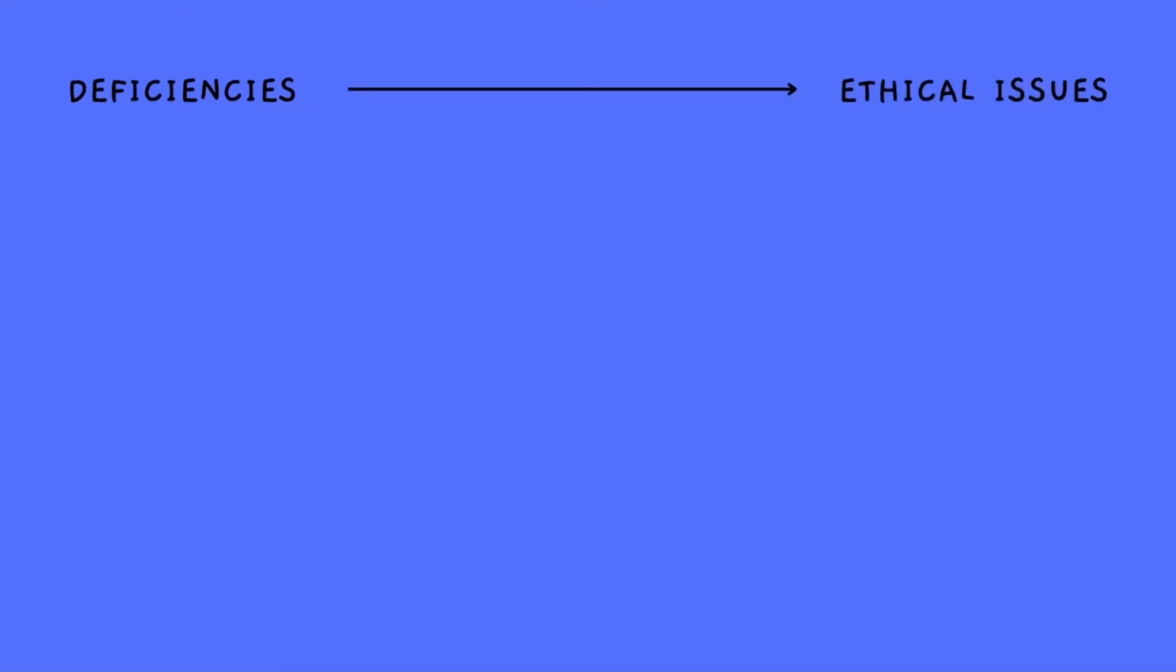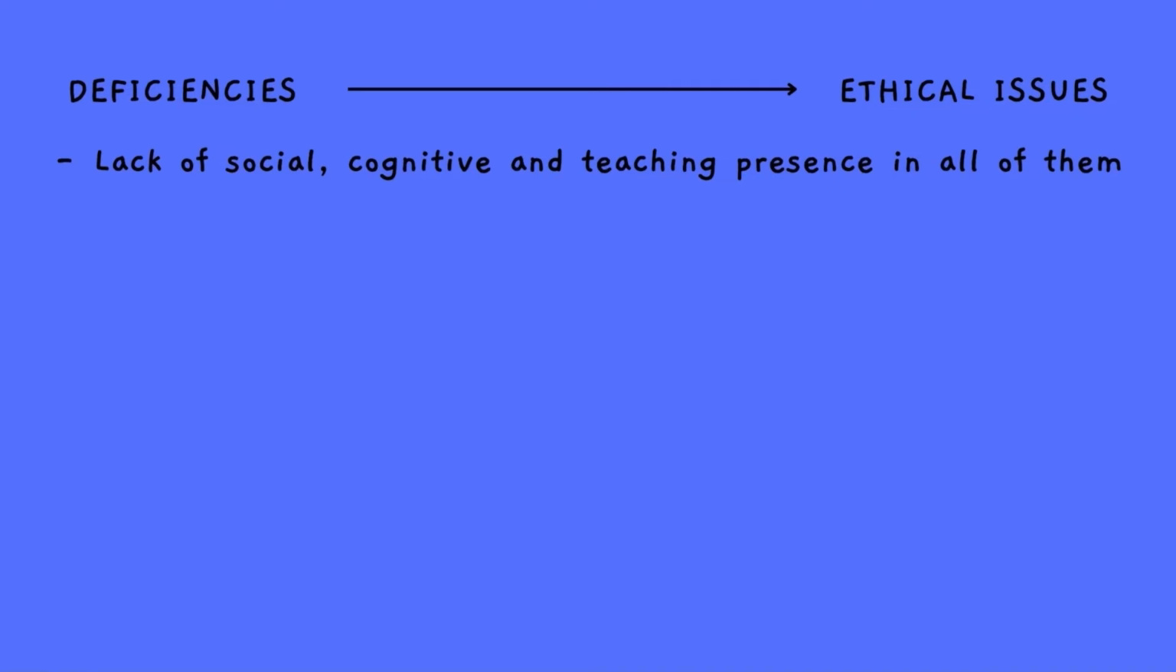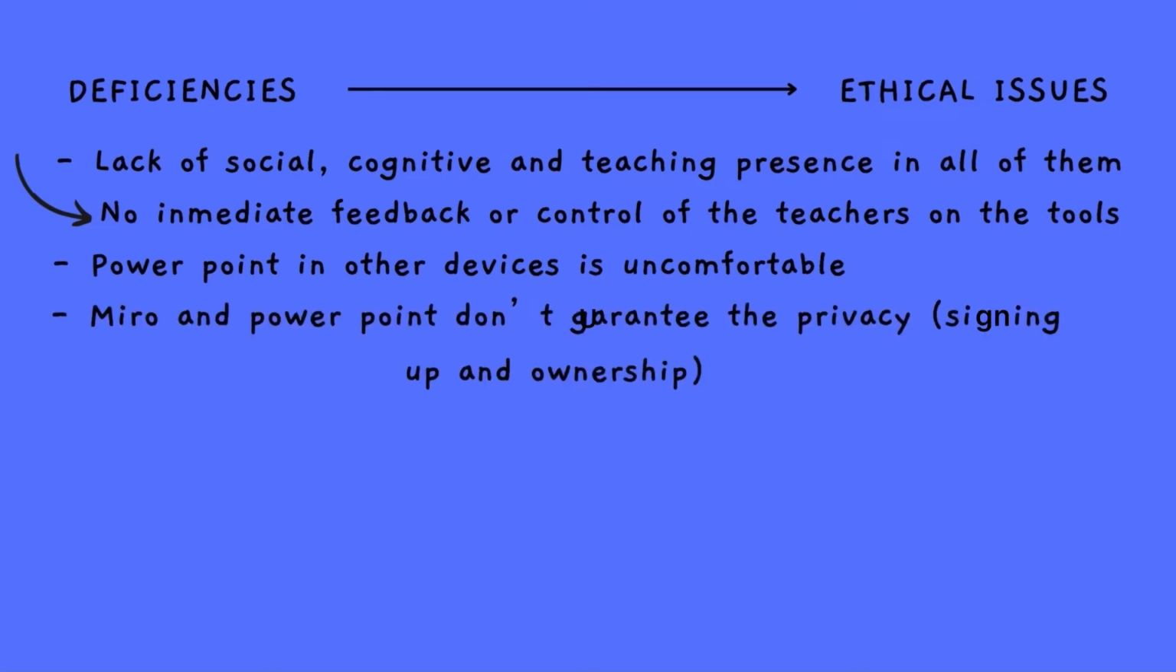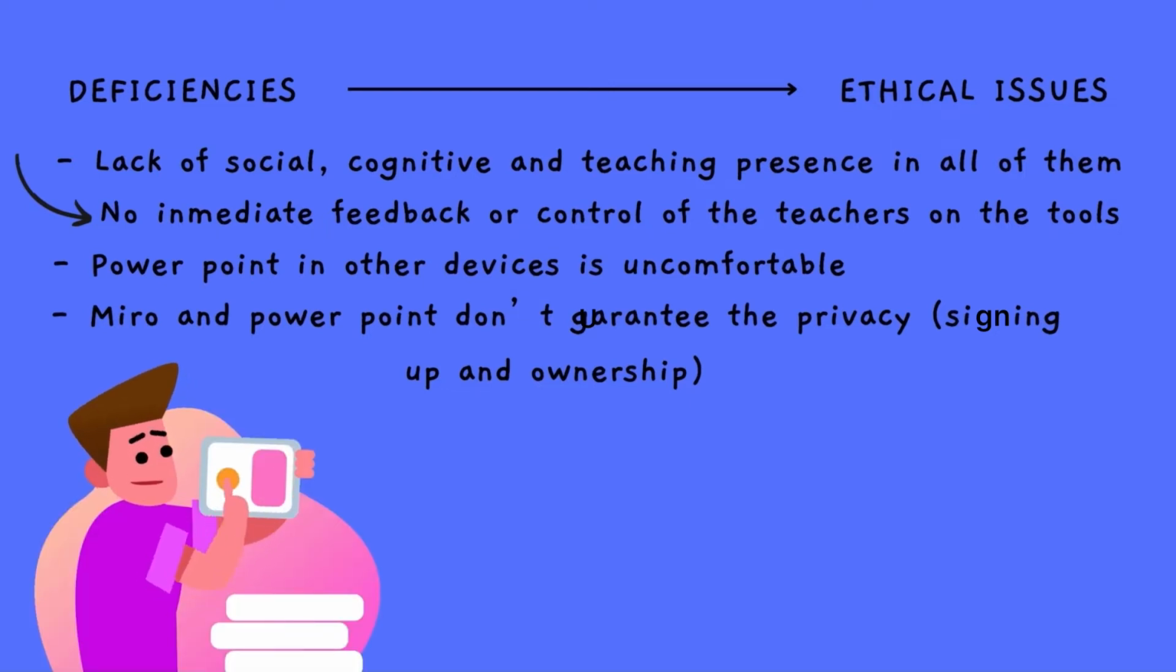We can see the lack of social, cognitive, and teaching presence in all of them. So it is impossible for the children to have immediate feedback or control of the teachers on the tools. Also, it is evident that when using PowerPoint from a device that is not a computer, we could have some problems of format and it is not very manageable. In addition, the privacy while using Miro and PowerPoint is not guaranteed when signing up and related with the ownership of the projects. Even if this lack of privacy while using some tools, not only this but many others, is worrying, in order to do this activity, these are the best tools from my point of view.